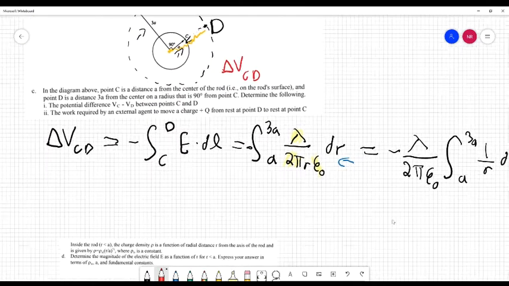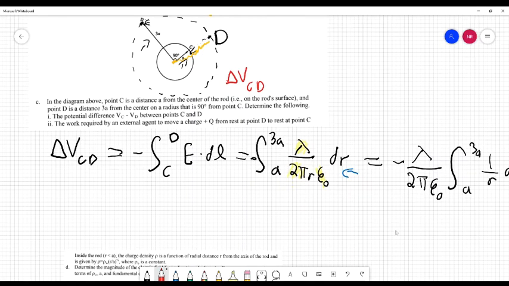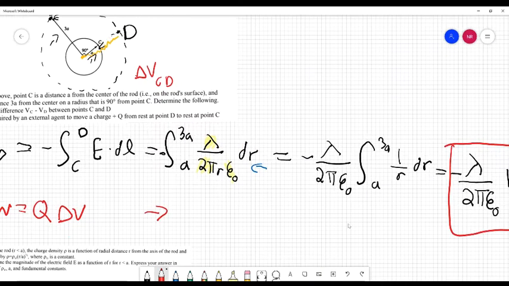And then part 2 of that is just the work. The formula to find work is just work equals Q times delta V. So we would just multiply what we just got by Q. And that would end up becoming negative Q lambda over 2 pi epsilon naught times ln 3.